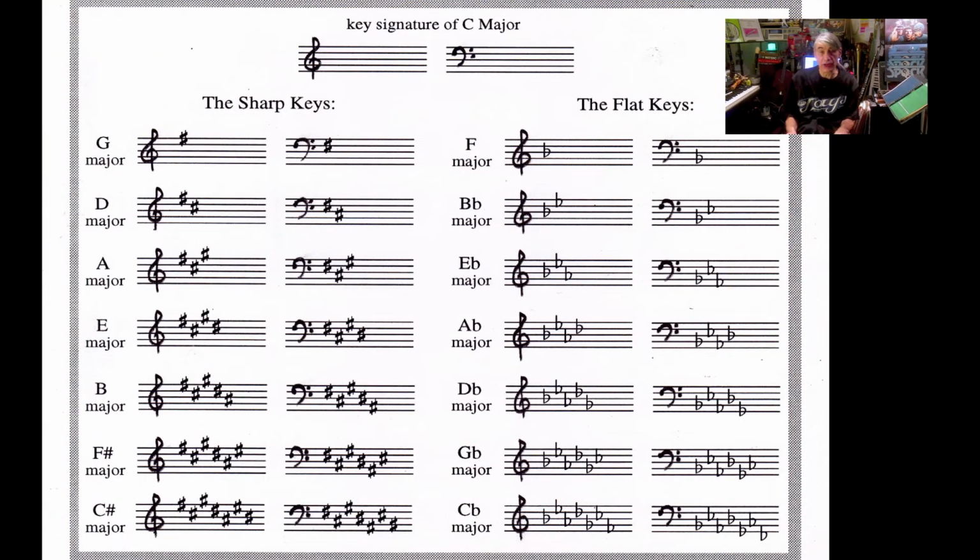When a musician looks at a piece of music, there are a number of ways that they can tell what key they're in. First of all is to look at the shape of the key signature, and the easy thing to do is memorize these shapes. There's only 15 of them.